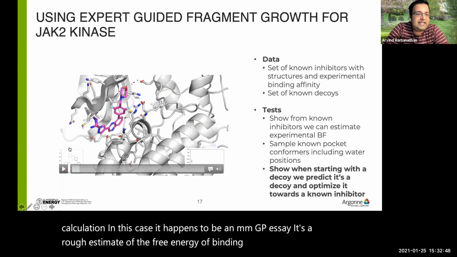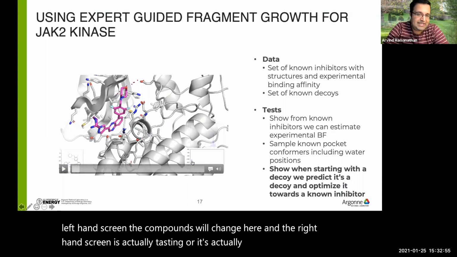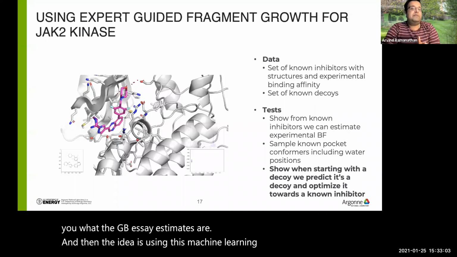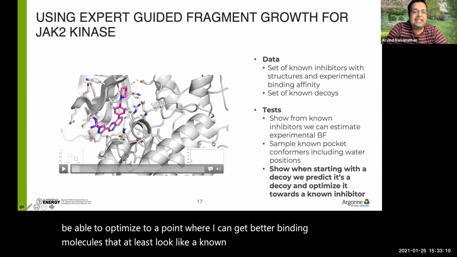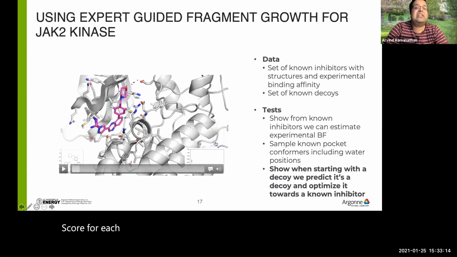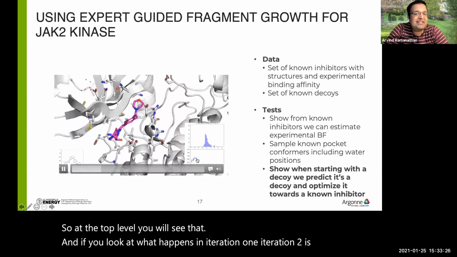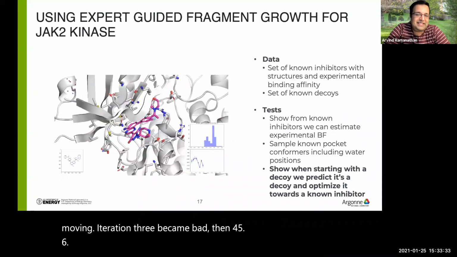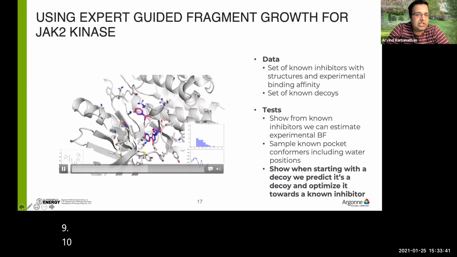And if you observe the left-hand screen, the compounds will change here. And the right-hand screen is actually sampling and telling you what the GBSA estimates are. And then the idea is, using this machine learning technique, I should be able to optimize to a point where I can get better binding molecules that at least look like a known inhibitor. And what you'll track here is the binding score for each of them that's entailed by each of these iterations. Okay, so at the top level, you'll see that. And if you look at what happens in iteration 1, iteration 2 is moving. Iteration 3 became bad. Then 4, 5, 6, 7, 8, 9, 10. And as that movie goes along, there are some small changes made to that molecule.